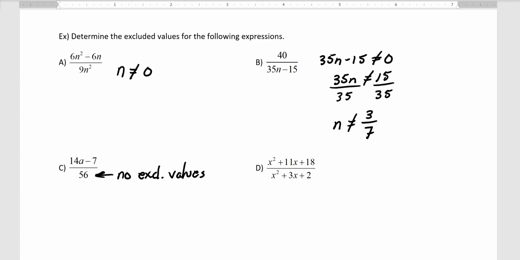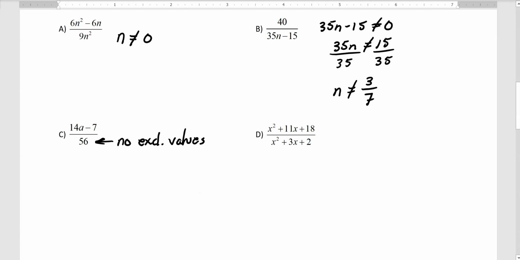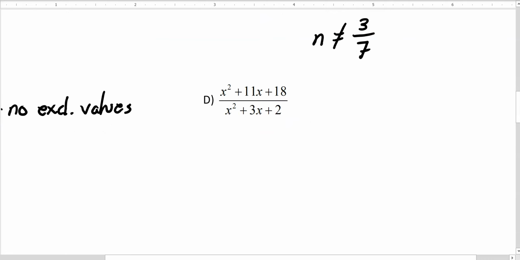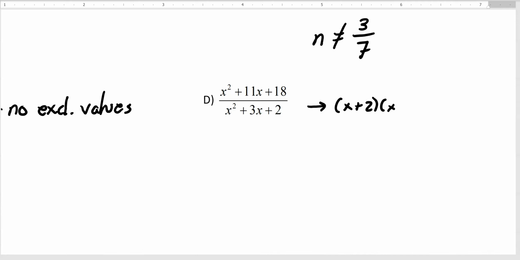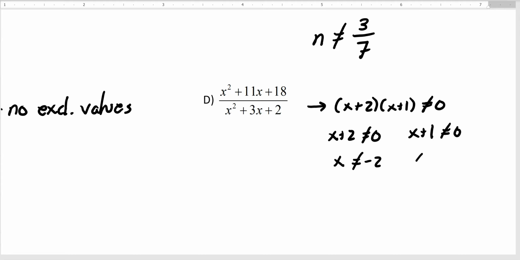Now letter D, x squared plus 3x plus 2 can't be 0. So let's focus in on this one here a little bit. So that means if I factor this, x plus 2 and x plus 1, those can't equal 0. So that means x plus 2 can't be 0. x plus 1 can't be 0. So that means x cannot equal negative 2, and x cannot equal negative 1. Those are my excluded values.